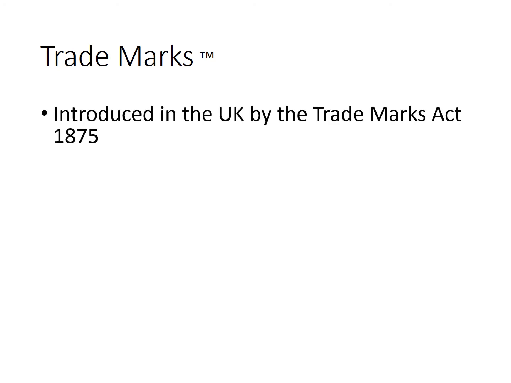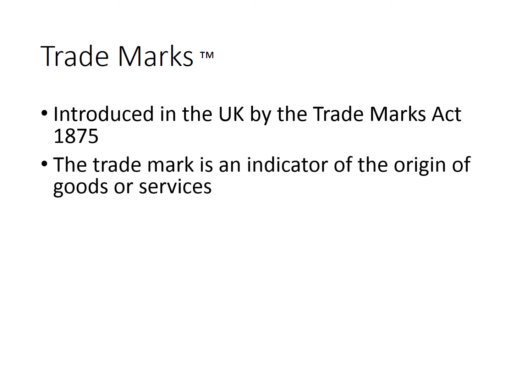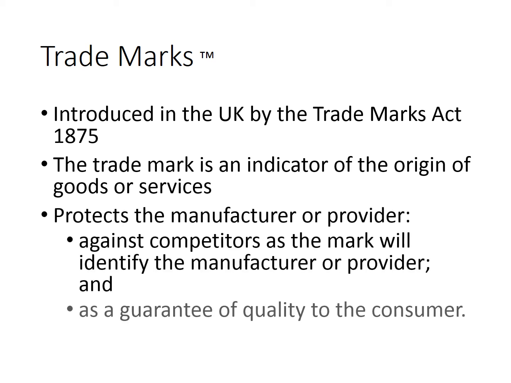So trademarks. Introduced in the UK by the Trademarks Act of 1875, so remember copyright was 1709, so this is 166 years later. The trademark is an indicator of the origin of goods or services, so the little TM there is the origin of it. It protects the manufacturer or provider against competitors. The mark will identify the manufacturer or provider and act as a guarantee of quality to the consumer. So this is why people are very particular over their trademarks.